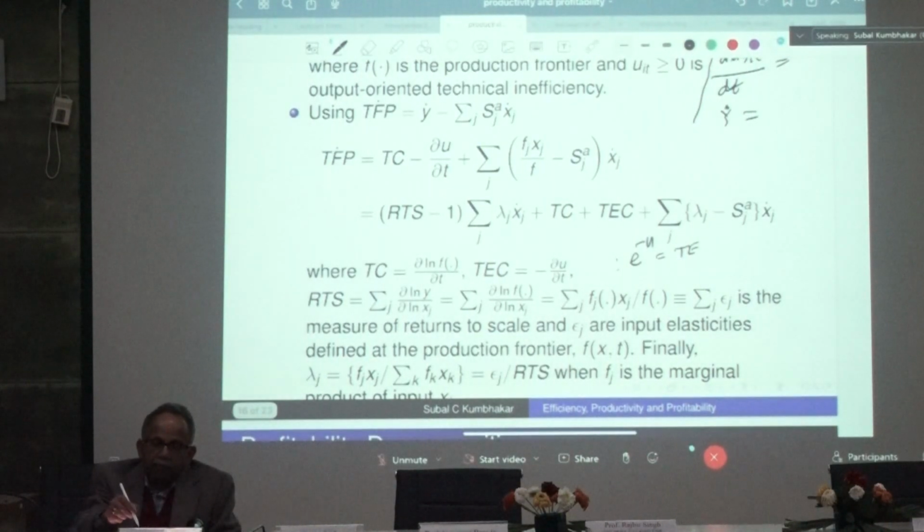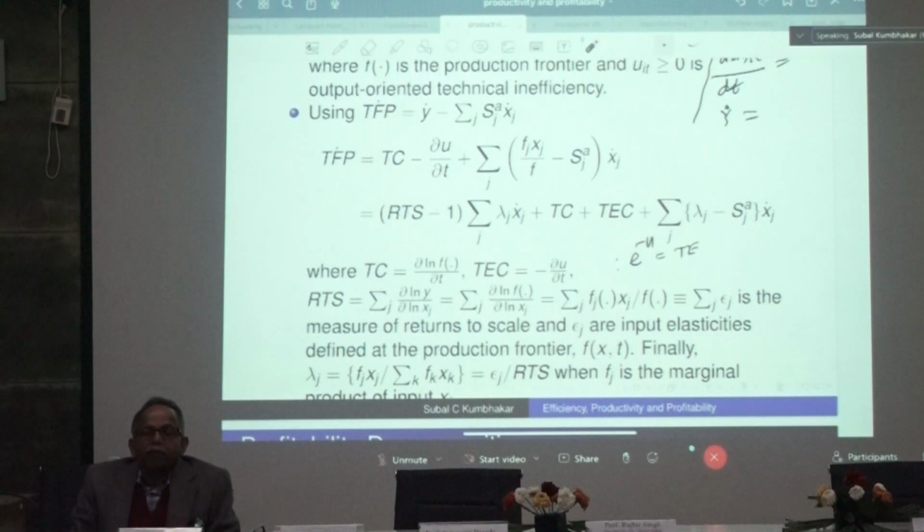Okay, so you have a component that is coming from returns to scale, and a component coming from technical change, a component coming from technical efficiency change, and then this last part which is coming from input misallocation, whether you are using the inputs to minimize cost or maximize profit. That one I will be talking about separately.